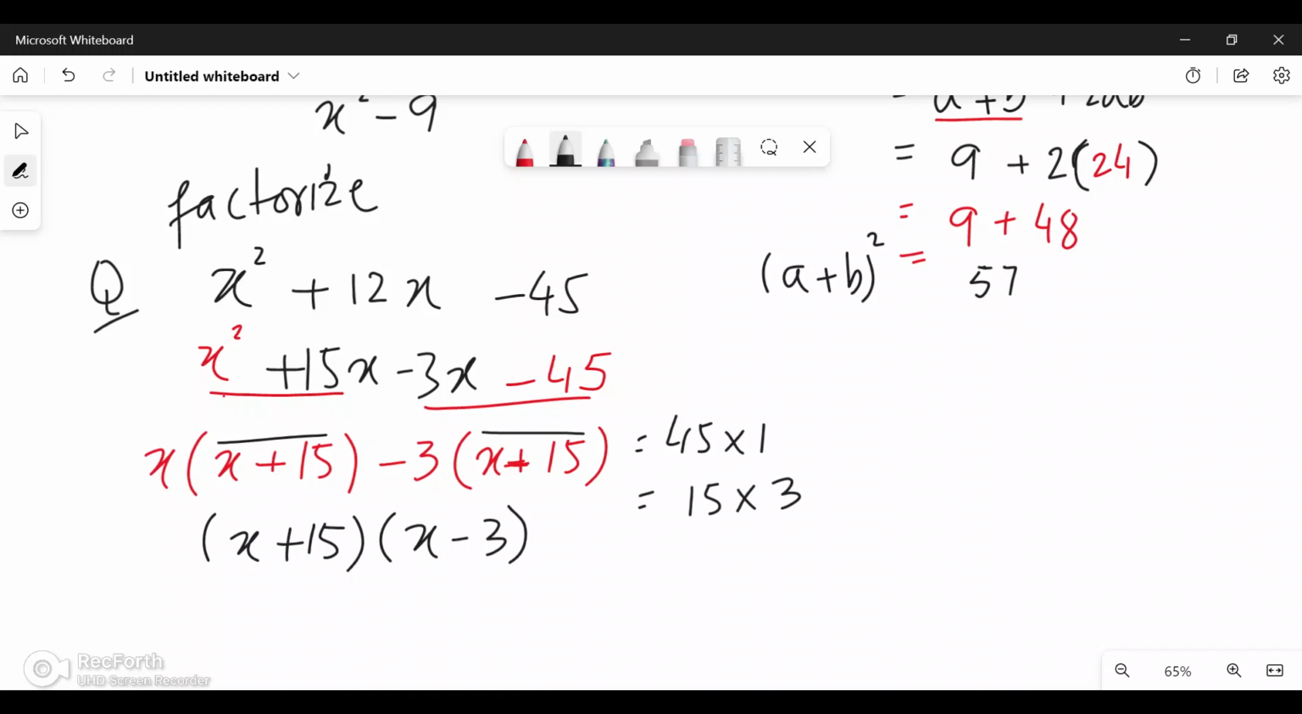This is a very important topic that you need to revise, you need to practice it. These questions will be the part of your exams as well.